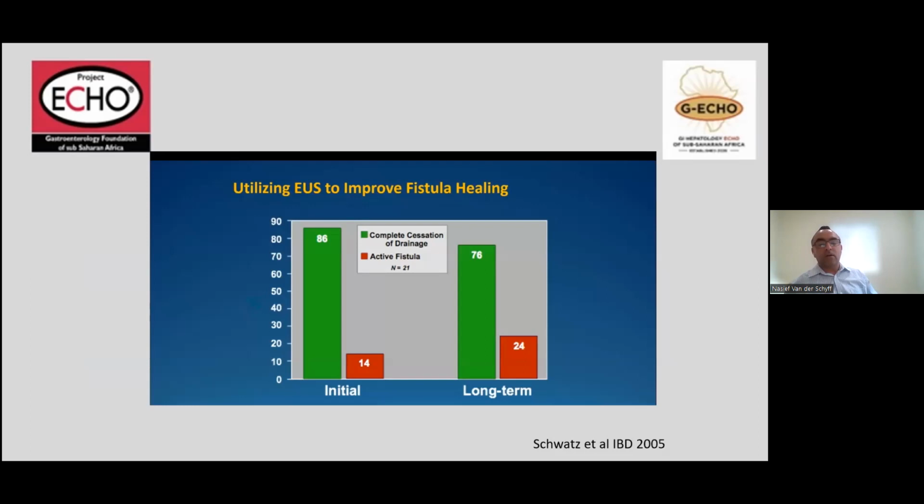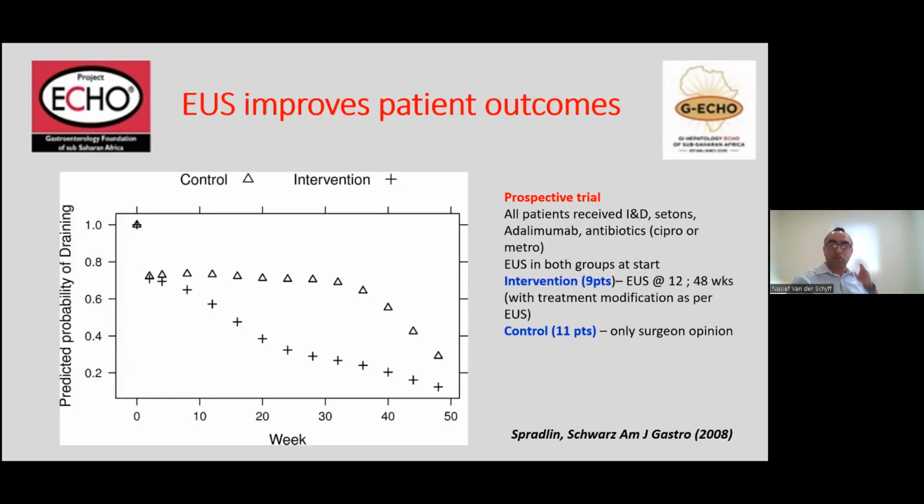This retrospective study highlighted the benefit of EUS. It was published in 2005, where they had 21 patients with peri-anal Crohn's disease with symptomatic complex fistulas who underwent serial EUS over time, and all patients had a baseline EUS. They were on maximum medical therapy, and using EUS to guide therapy, pick up sepsis and manage sepsis and inflammation adequately has been shown to be beneficial. And highlighted in this slide, that particular retrospective study gave rise to two prospective studies.